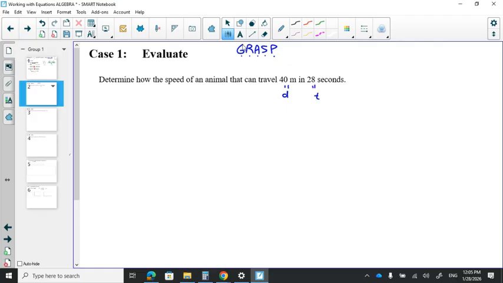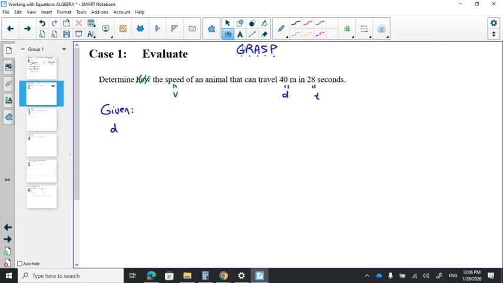And they're also asked to determine the speed of an animal. Determine the speed of an animal that can travel 40 meters in 28 seconds. So we're looking for speed. Okay? So if we write that given and required information down, I'm kind of lazy, I just write given, don't do the required and whatnot, but it's implied in the process, and I'll show you.